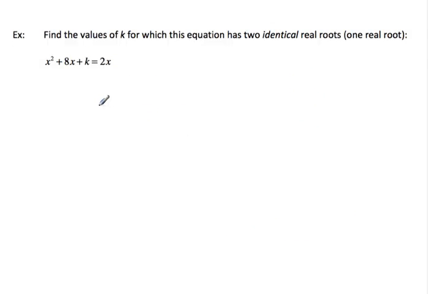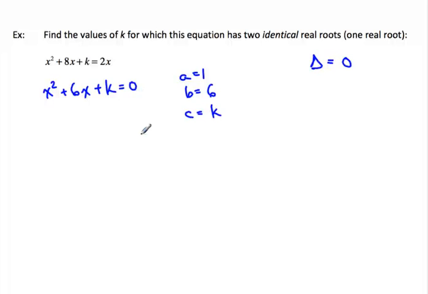Let's look at another common type of question. We're asked to find the value of an unknown k for which this equation would have two identical real roots. And remember, we said that's the same as saying one real root. And that means that the discriminant has got to be equal to 0. So again, I'm going to move everything to one side. I get x squared plus 6x plus k is equal to 0. And now, for this, a is equal to 1, b is equal to 6, and the c value is actually equal to k. It's still an unknown.